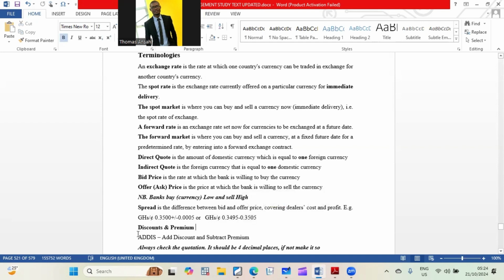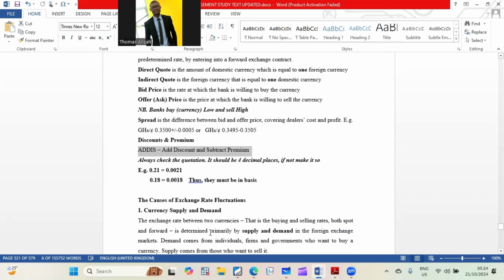And you can also get discounts and premiums. Anytime you get a discount or premium, first convert those things into basis points, so make it 4 decimal places. Then the principle here is that you add the discount and subtract the premium. So please always check that. If you have this discount, you have to convert it into 4 decimal places. If you have this, you have to also convert it into 4 decimal places.